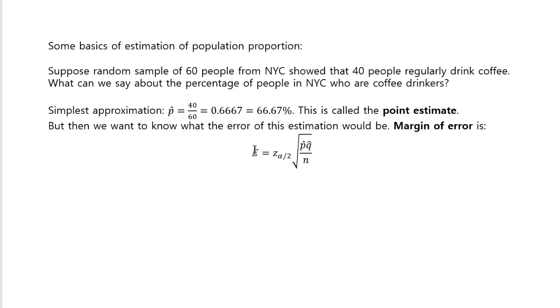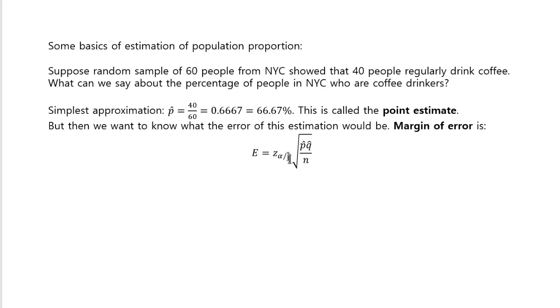E itself is the error. P hat is this naive point estimate, just taking the simple division. And Q hat is 1 minus this value. N is the sample size, which is 60.